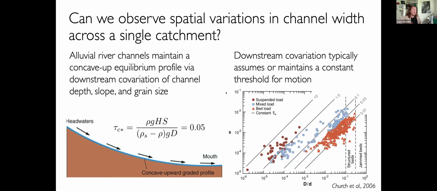And this downstream covariation in depth, slope, and grain size typically assumes or maintains a constant threshold for motion at every point in the channel. So if we're thinking about our critical Shields stress here, where our driving stresses are some function of our local depth and slope divided by our grain size, we tend to assume this constant value again around 0.05, where we have this covariation in all 3 variables to get us this nice concave profile with this very constant threshold for motion. So that's something we've accepted.